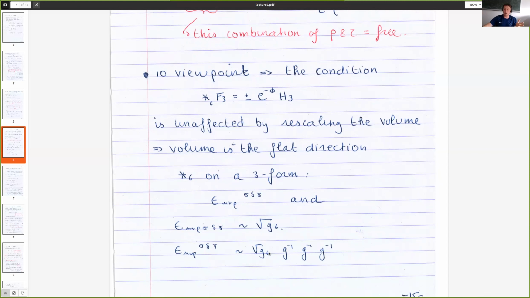So a volume, what is a volume? A volume just rescales a metric. If I rescale the metric, I have that rescaling to the power 3, and then it's canceled by 3 times the inverse metric. So you see, this equation is blind to the volume of the internal space.